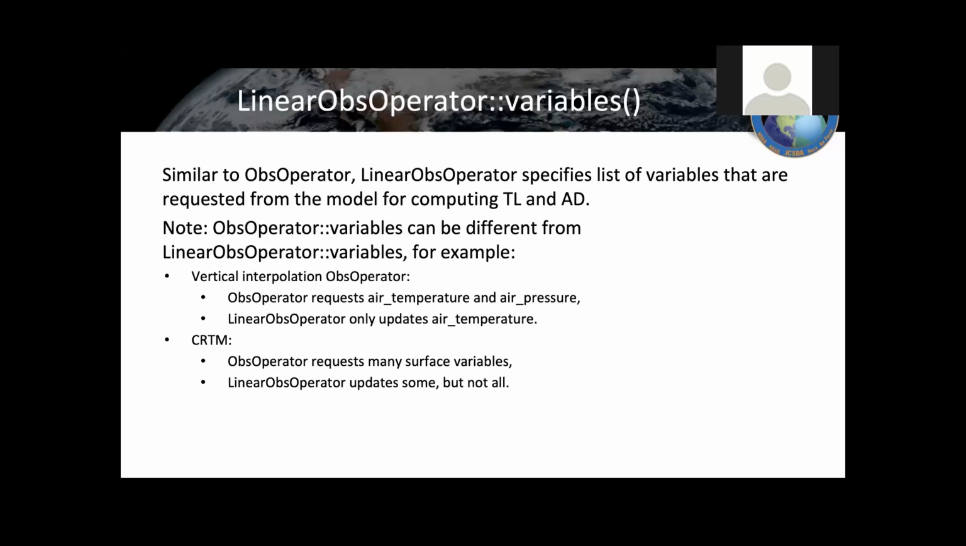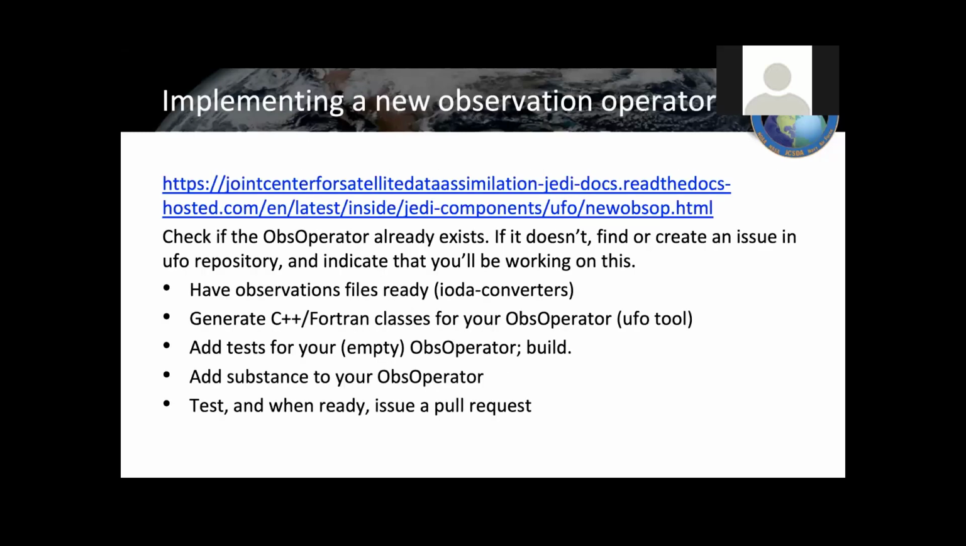Now, what if you want to add in a new operator? If you want to do that, we've created a handy guide on our Read the Docs website that you can follow, and I will run through this very quickly. To make an operator, it really helps to have some test data during the development. You'll likely need to work with us to get our YODA converters code set up to generate the appropriate observations in the right format so that you have the data files to run some tests or experiment on. Then once you've got your data ready, you can generate some C++ or Fortran skeleton classes to implement your operator itself.